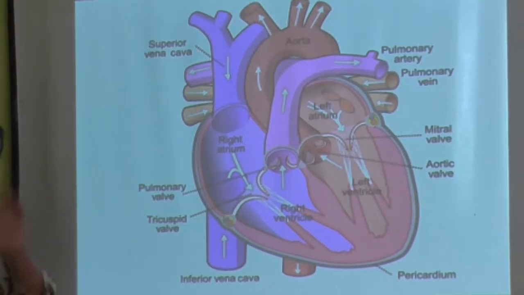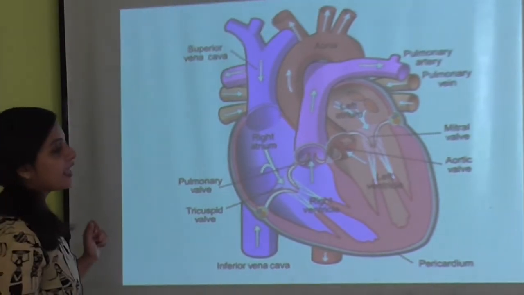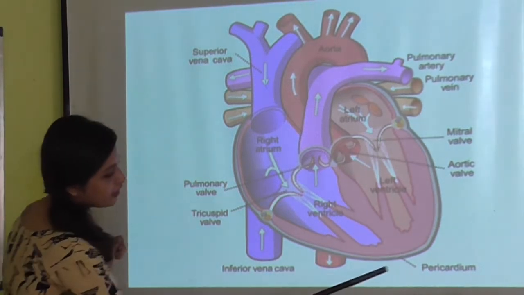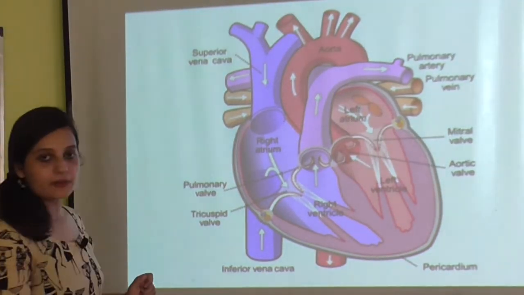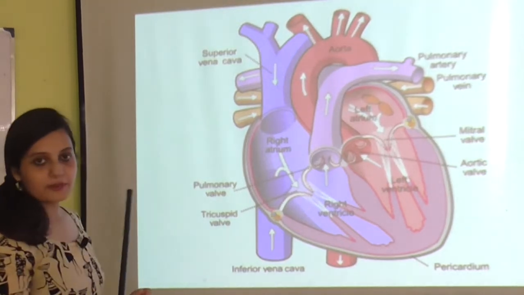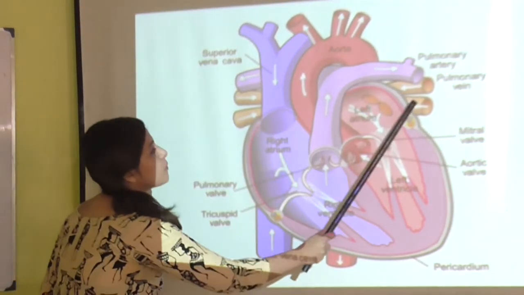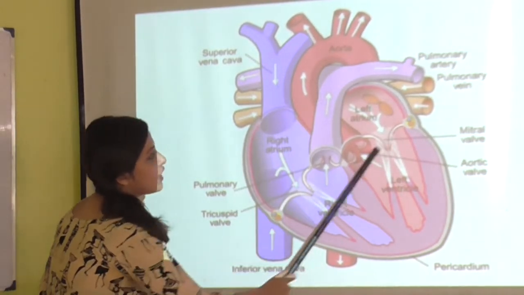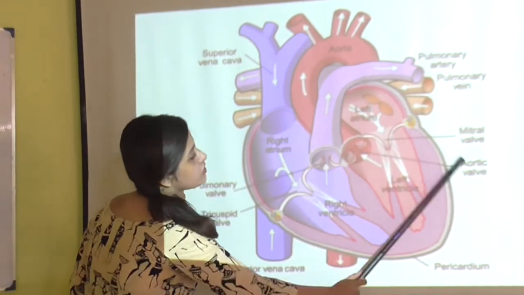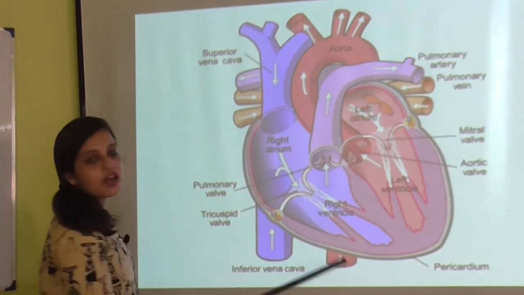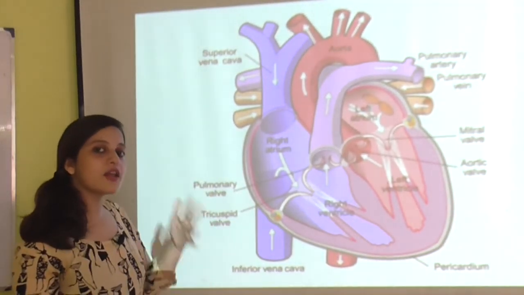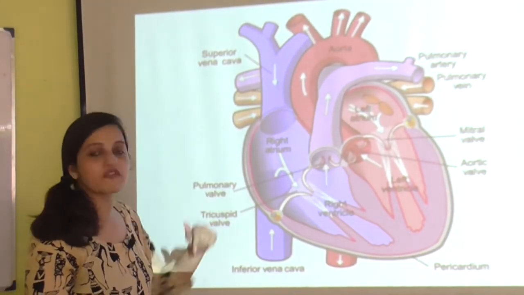As told earlier, it has 1, 2, 3, 4 chambers. That is why it is called a 4-chambered heart, and it has an outer covering. Can you see this? This outer covering is called the pericardium. The topmost chamber is known as the atrium or auricle, and the bottommost chamber is known as the ventricle. So now we are going to study how the blood comes, and from which place it goes to which place.